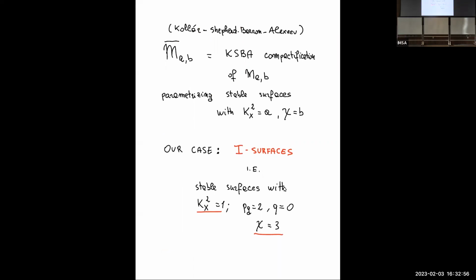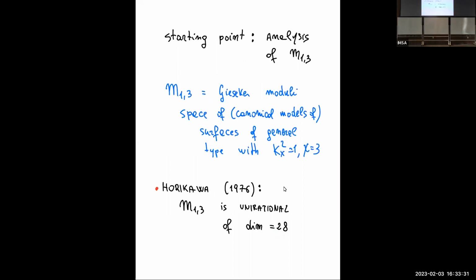Okay, we will talk about KX, the canonical divisor. What do we know? We know that there exists a compactification of the moduli space of smooth surfaces, and this is called the KSBA, Kollár–Shepherd-Barron–Alexeev compactification. In our case, we are talking about eye surfaces, which means stable surfaces with K squared equal 1, p_g equal 2, q equal 0, which means that the Euler characteristic is 3. The starting point is the analysis of the interior part of the original Gieseker moduli space of such surfaces.